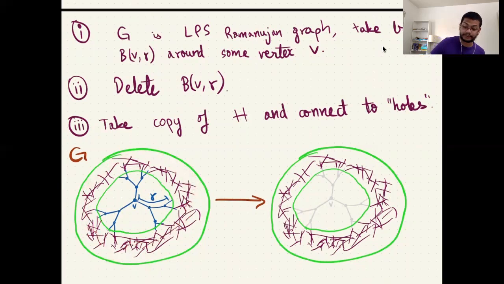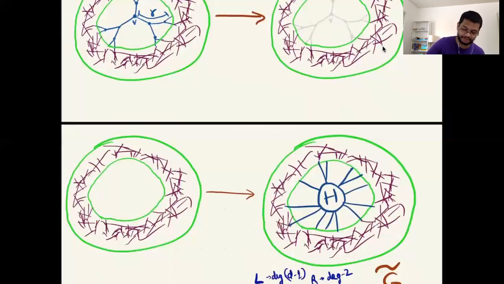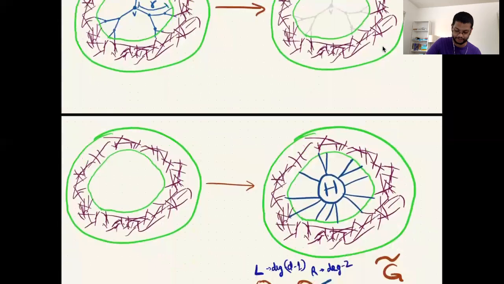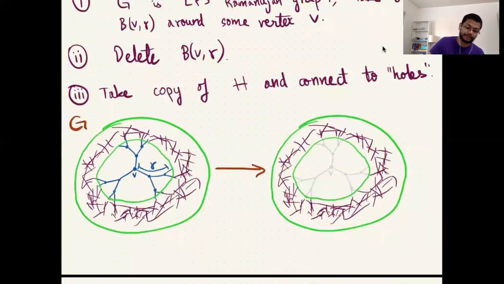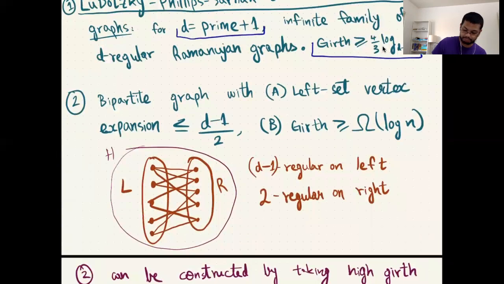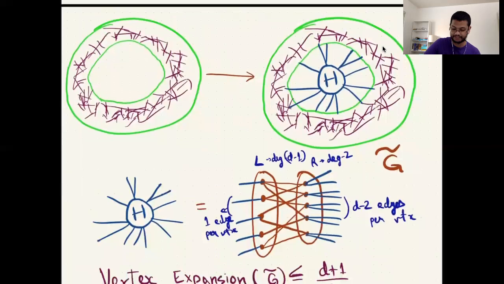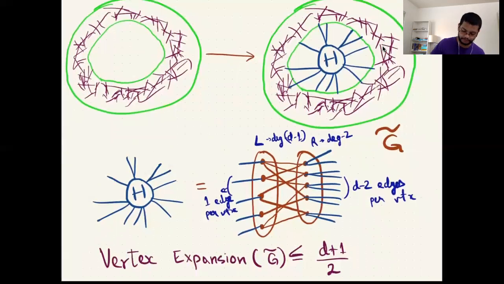Now the second step is actually to delete the ball from this LPS graph. So now once we've removed the ball, we've left a bunch of holes. Namely, there's a bunch of vertices in the remaining graph which have degree only d minus 1. And the next step we do is we take a copy of the graph H, where let me remind you what H was. H was this 2 comma d minus 1 biregular graph that was promised in ingredient number 2, which has high girth. And also the left side has vertex expansion at most d minus 1 over 2.